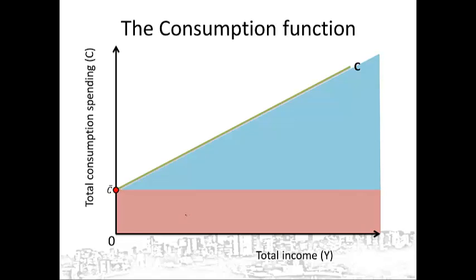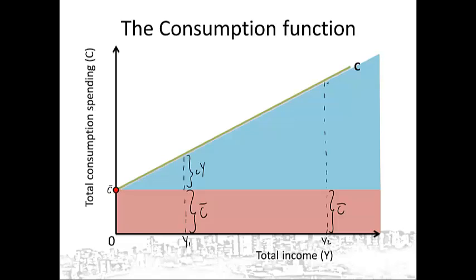So, if I have an income of Y1, it means my autonomous consumption is this part over here, and my induced consumption is this part over here. If my income increases to Y2, then my autonomous consumption will still be the same amount over here, because autonomous consumption is not part of consumption that is influenced by my level of income.